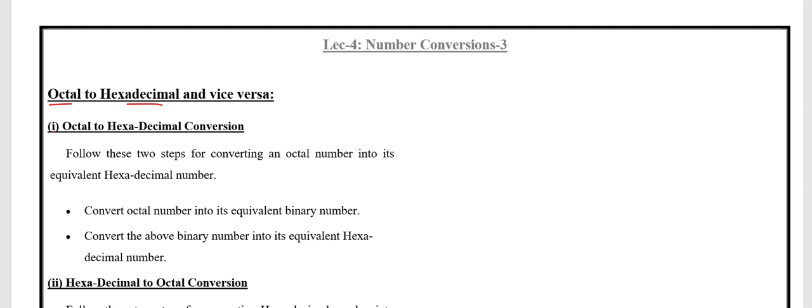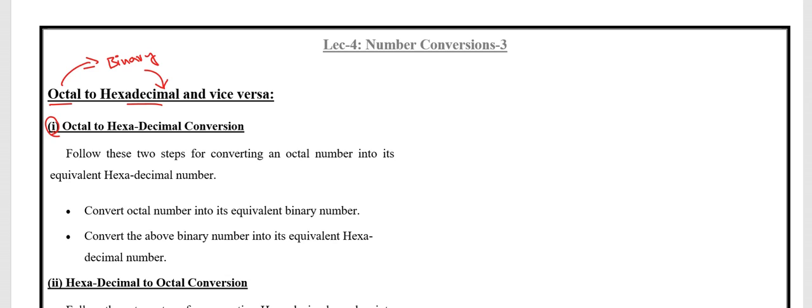In this conversion process, the direct conversion of an octal number into hexadecimal is not possible. So first, the given number is converted into binary, and then that binary number is converted into hexadecimal. So it is an indirect conversion. The direct conversion is not possible. So let us see first how to convert the octal number into a hexadecimal number.